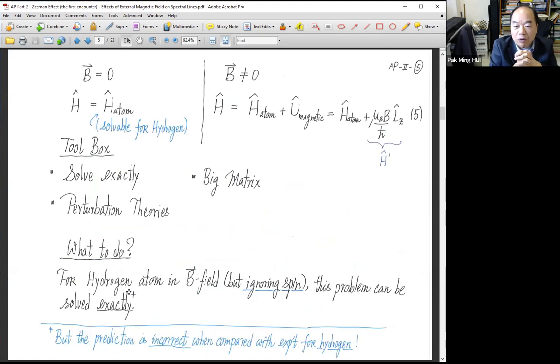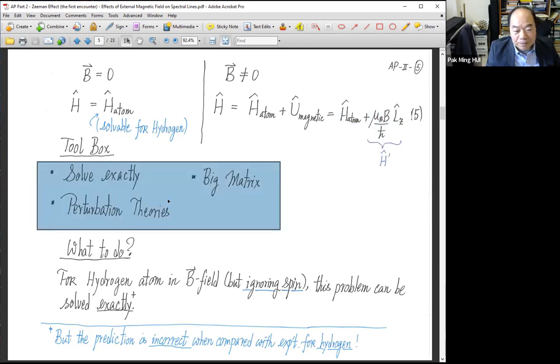Okay, so the situation is summarized here. Last time, no external B field. You solved this happily. This time, we turn on a magnetic field. We found there is a perturbation term. We derived the form of the perturbation term H prime. It is this part. So we have a new problem: what you know, plus an extra term. So this is a classic situation to exercise whatever we know in our toolbox. Okay? So these are the things in our toolbox.